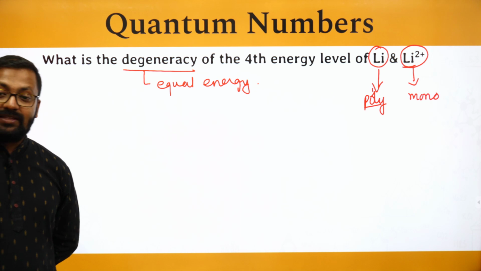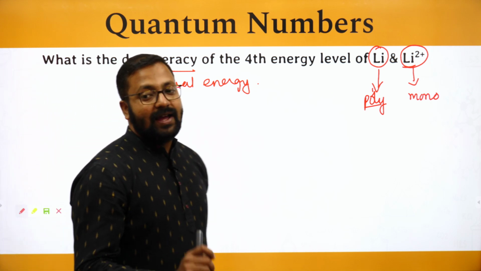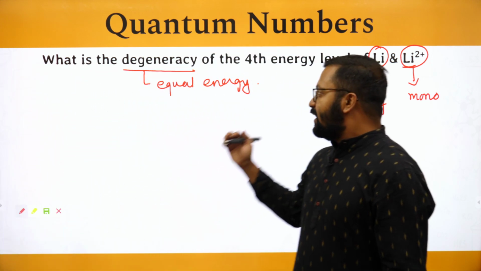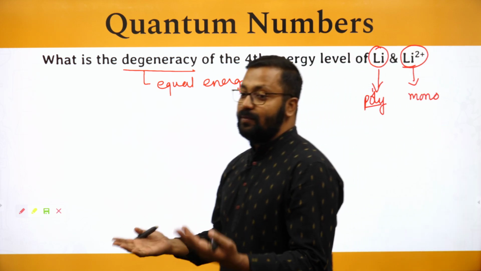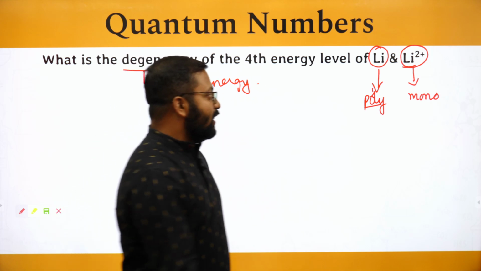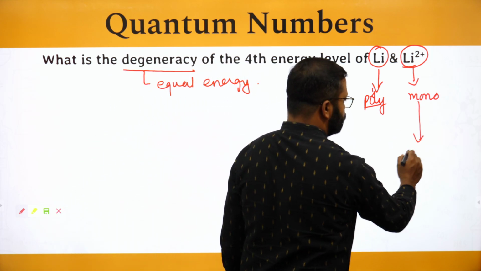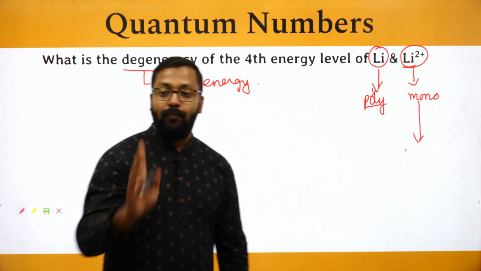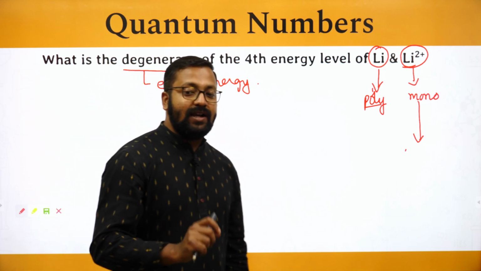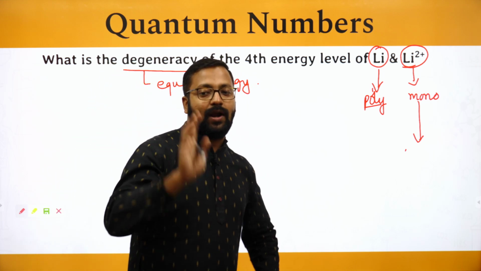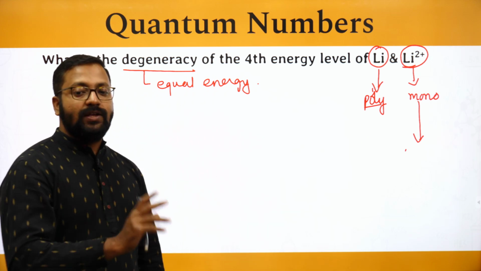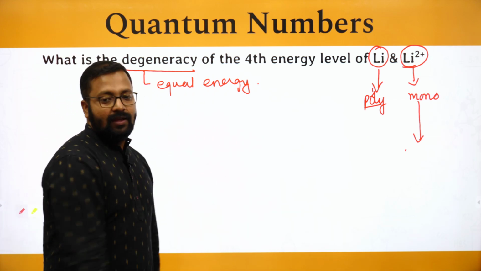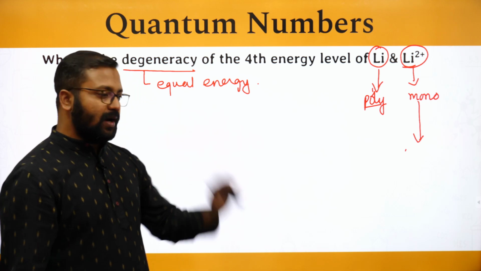One thing to remember, this is a big confusion for people: how do we find what the fourth energy level will be in both of them? Remember, monoelectronic follows Bohr's model, and the energy will depend only on the principal quantum number. That means the prefix, the 1 in 1s, the 2 in 2s, the 3 in 3s, only that will matter.